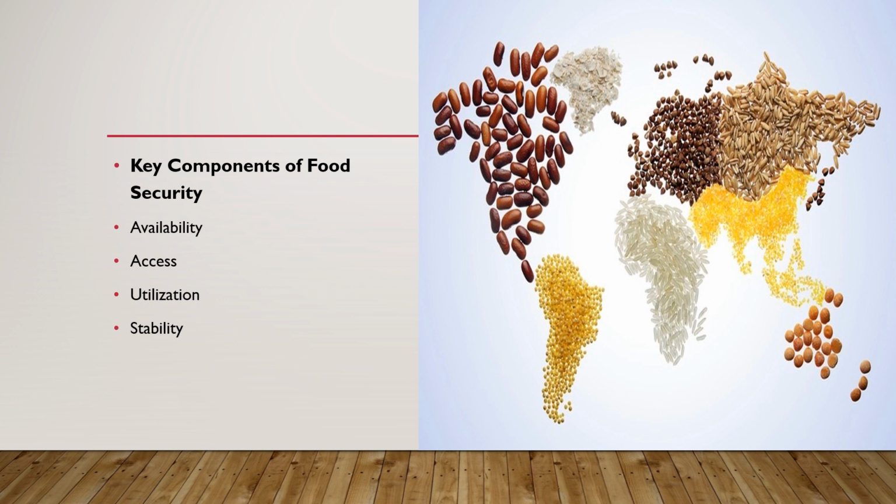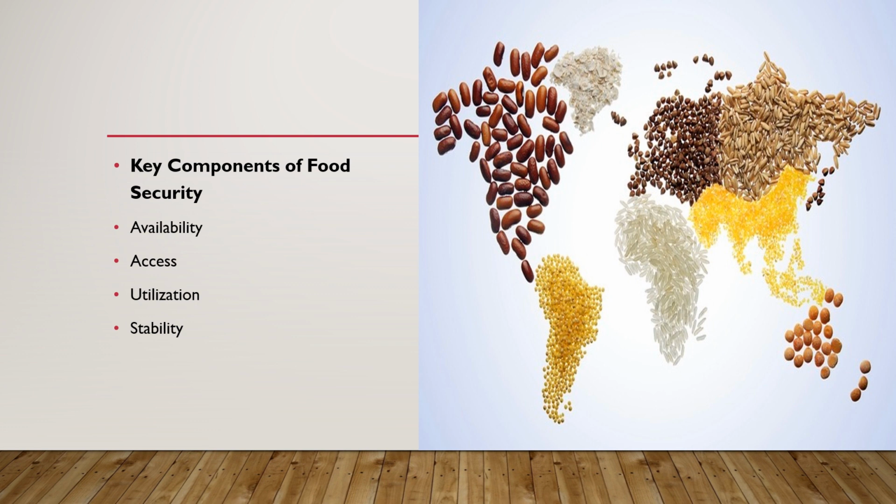The next is access. Even if food is available, it doesn't mean that people can access it. So this component looks at the ability of individuals and communities to purchase or barter for food. Income, food prices, and distribution networks are all relevant factors that affect food access.